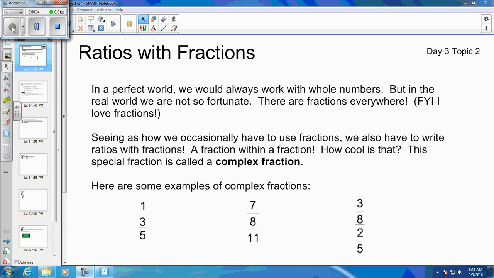Here are some examples of complex fractions: 1/3 over 5, 7 over 8/11, and 3/8 over 2/5. When we are writing these, we should make sure that our fraction bar is clearly written as to separate the numerator from the denominator, so you can tell which fraction goes in which section.